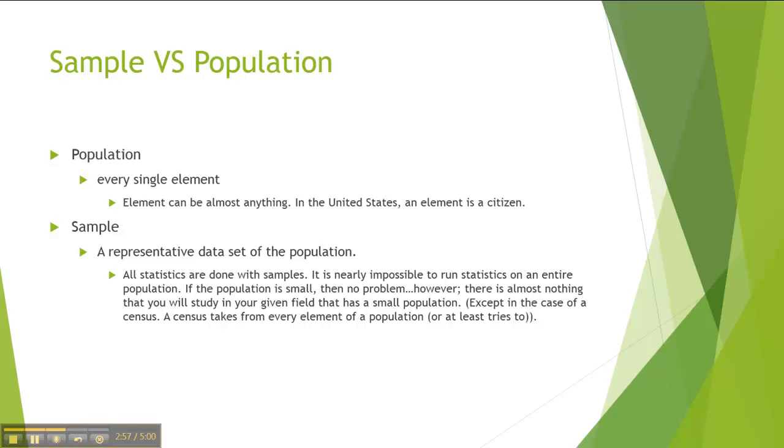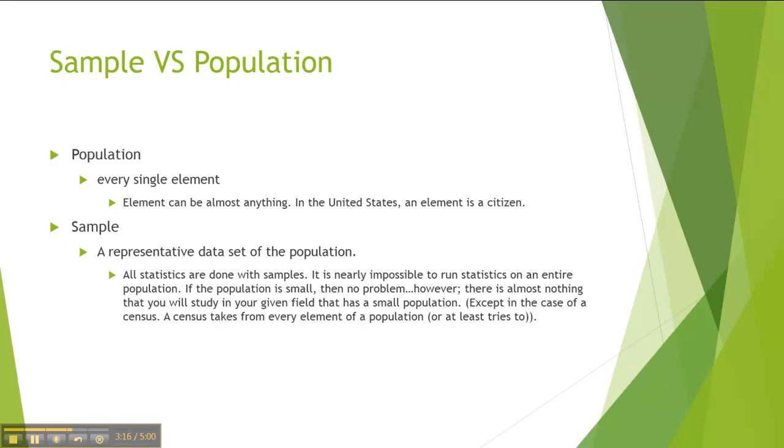The population is every single element of something. Like I said, in the United States, an element is a citizen. A sample is a representative data set of the population. All statistics are done with samples, okay? As I just said, it's almost impossible to run something on an entire population.